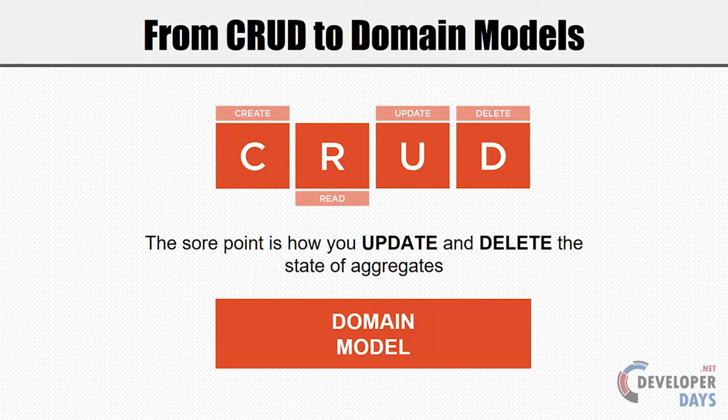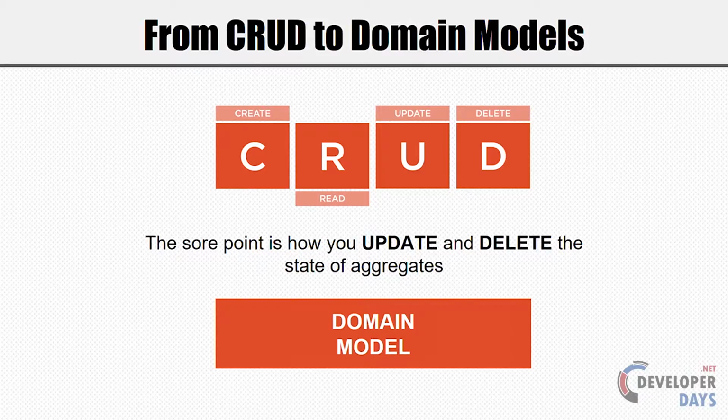Because the C, creation, well, it's about creating a new instance of something that a factory or even a constructor can do. So that's easy to understand. Read, okay, we just report the current state of this object. The problem is the U and the D.